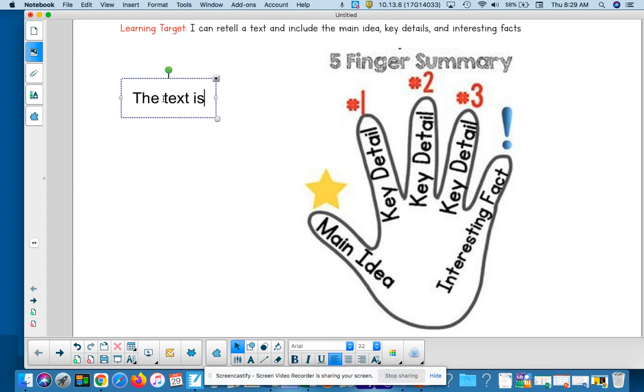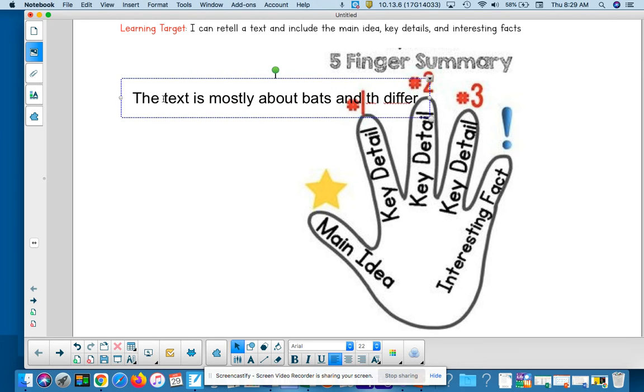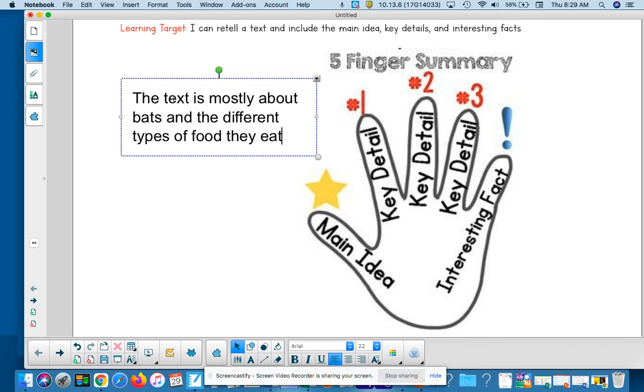The text is mostly about bats and the different types of food they eat. That's what the text is mostly about. That's the main idea. Now I need to include my details.